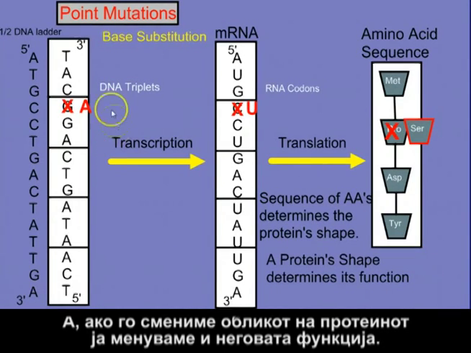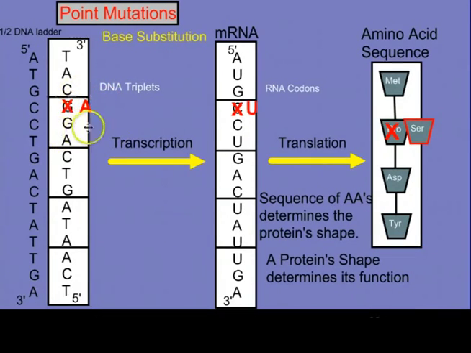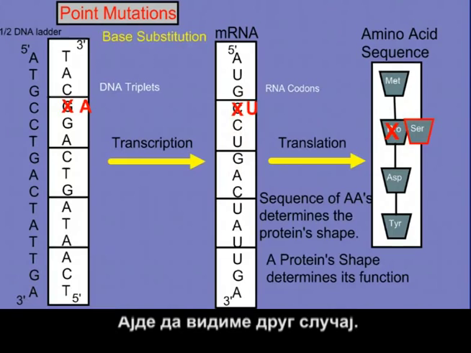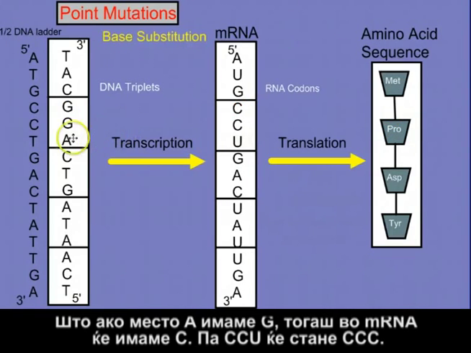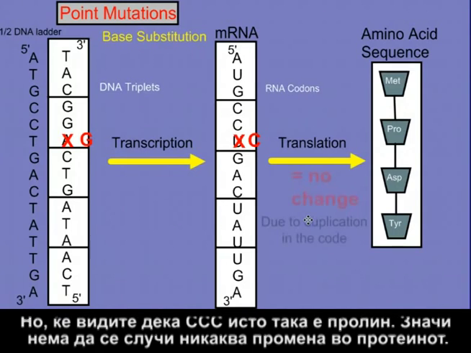So a single point mutation or a base substitution affected one DNA triplet, which affected one RNA codon, which affected one amino acid. Let's look at another one. What if we had a base substitution here, and instead of this A, we had a G, which makes this U a C. So CCU was proline. Let's look at what CCC equals. Look at your codon chart. Hopefully you'll see that CCC is also proline.